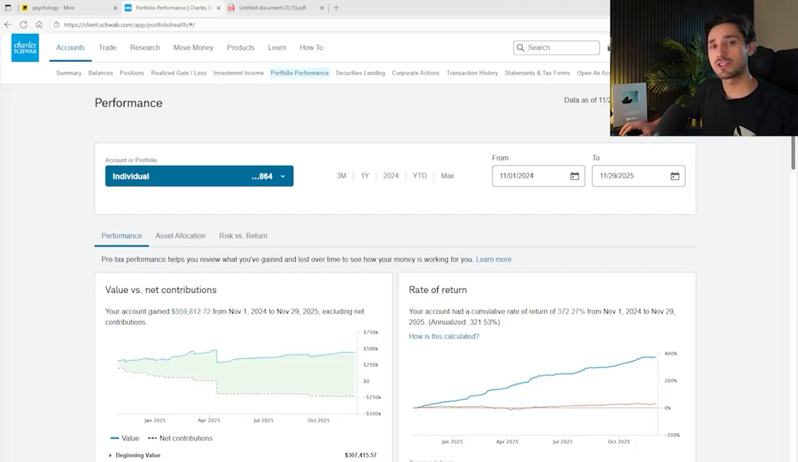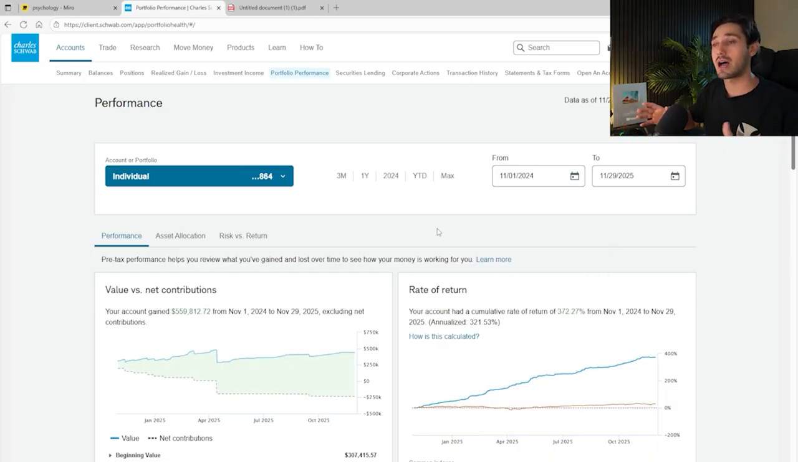By the way, my goal is to be as transparent and as real as possible because I think that is something that's severely lacking in the trading space. And over the past 12 to 13 months, from November 1st of 2024 to November 29th of 2025, which is today, I've made over $559,000 in day trading profits, which is a cumulative rate of return of over 372% on my entire trading account.